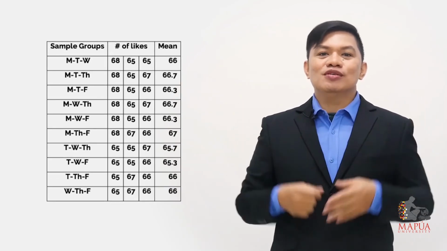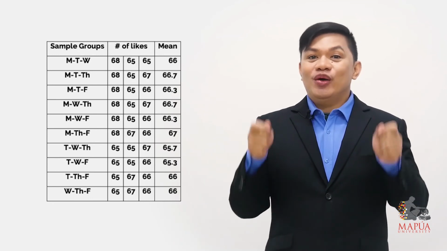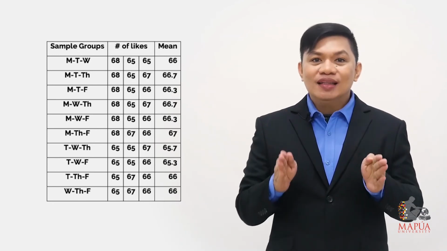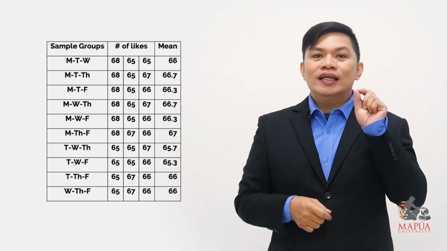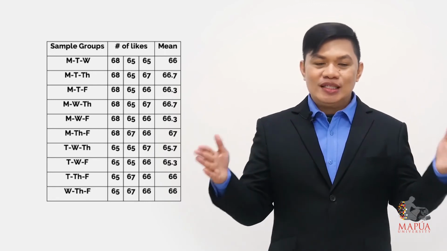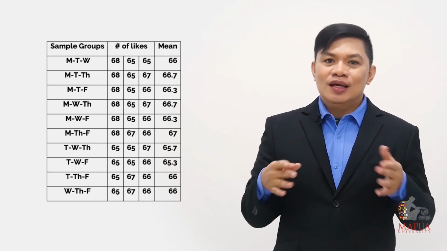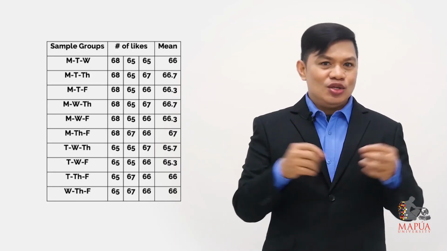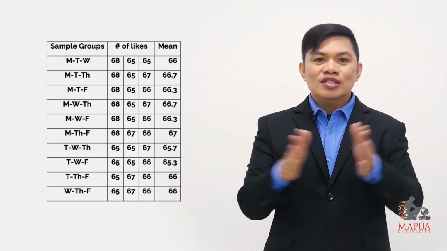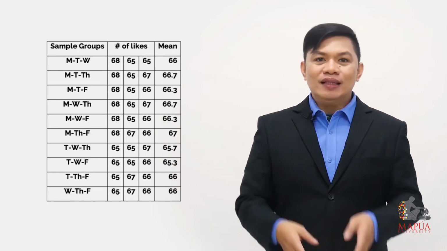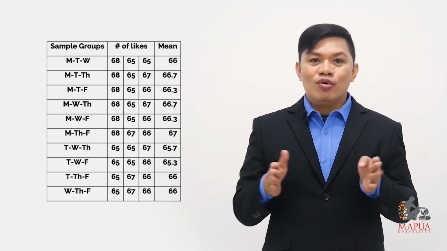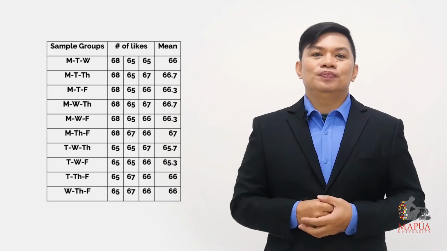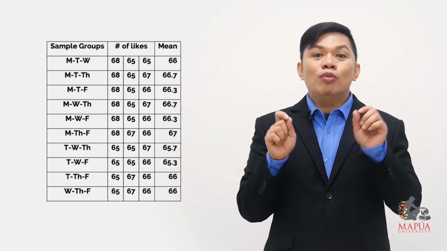So just what we did in the first example, what will be our next move? Of course, we're going to compute for the mean on each group. So again, bring out your calculator, compute for the mean for each group. For example, in the first group, you have the number of likes as indicated, and then you get the average. I'll give you some minutes to complete the last column of this table corresponding to the means, or the average number of likes for each group of 3 days.